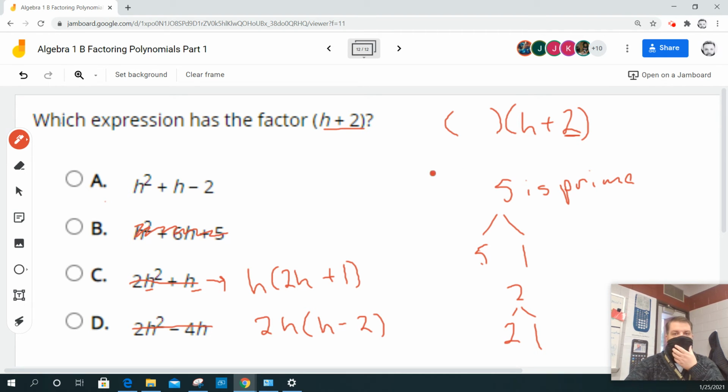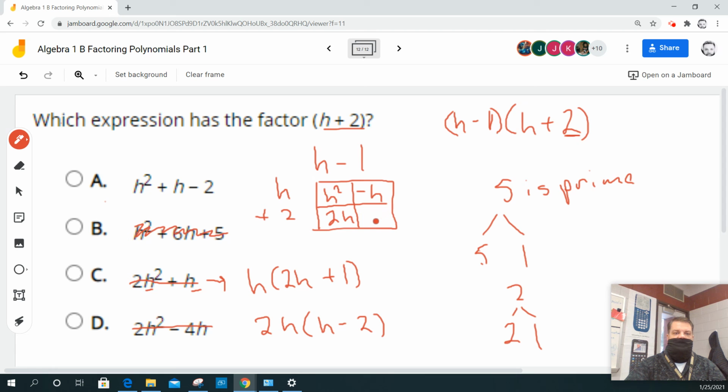Now that's a big deal because when I go to do the grid, that means this number has to be 1. So in order for me to get a negative 2, I'd have to have a negative 1 here. Let's see if that works. H minus 1 times H plus 2. If I fill out the grid, I've got H squared minus H, and then a positive 2H, and then negative 2. Well, 2H minus 1H does give me H, so this is it right here. This is the answer.